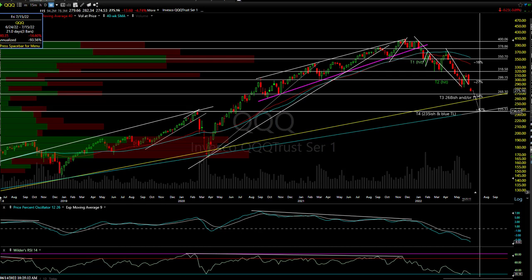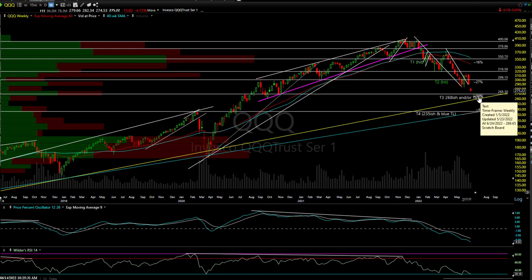If that target is hit from here, if we go through there, that's going to be about a 15% drop in the Qs, and so keep that in mind. I can't even give you probabilities. I think the probability is lowest that we bounce from here. Certainly a potential. Higher probability on that 3 to 6% drop, and maybe even 50-50 at this point in time.